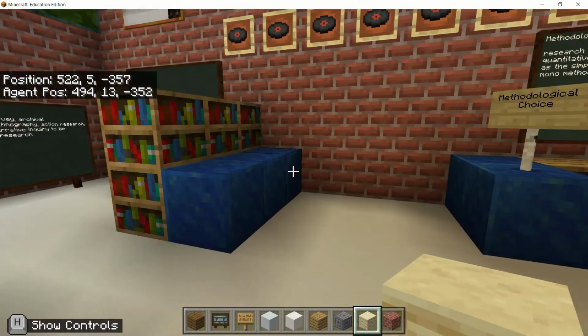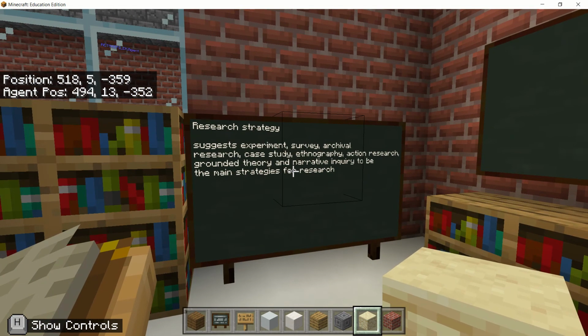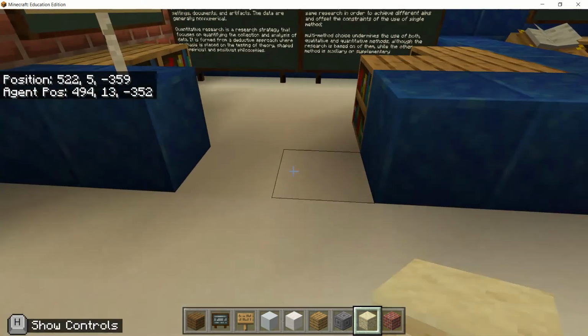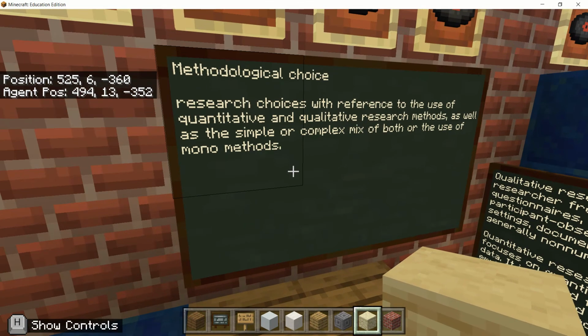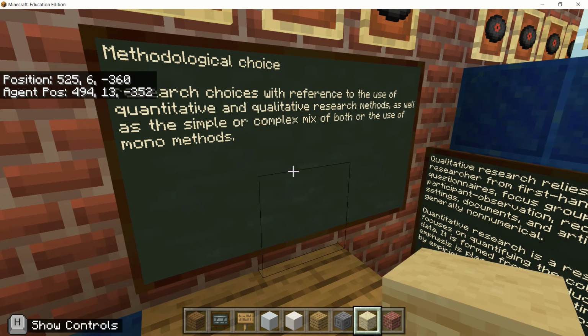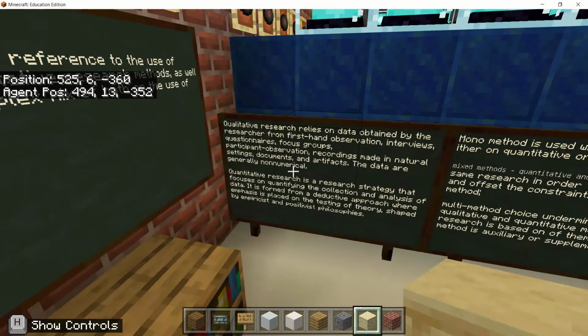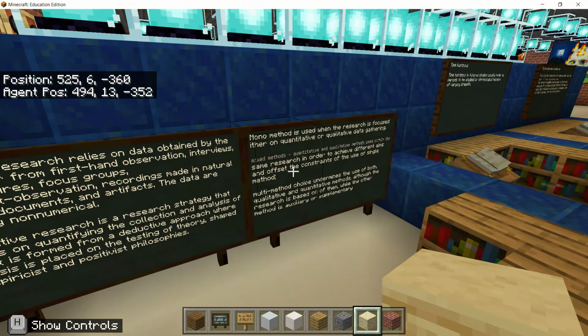The next room talks about research strategy. Research strategy suggests experiment, survey, archival research, case study, ethnography, action research, grounded theory, and narrative inquiry to be the main strategies for research. Right now, we'll be going into the next room, which talks about methodological choice. Research choice refers to the use of qualitative or quantitative research methods, as well as the simple or complex mix of both, or use of mono methods. So basically, these boards tell us what quantitative research is, mono, mixed method, and multi-method.